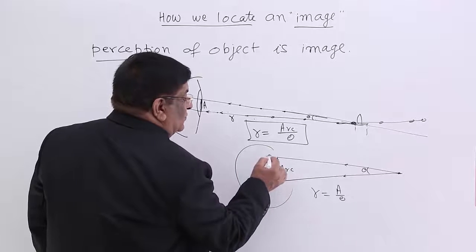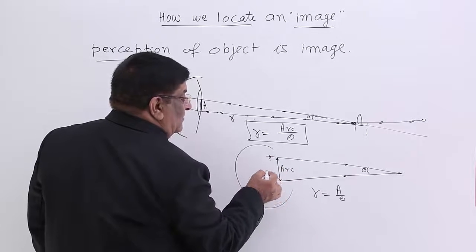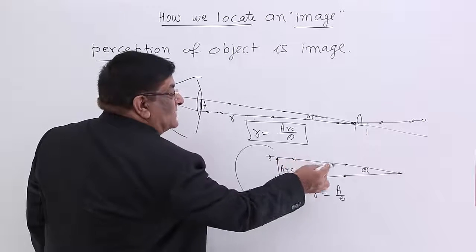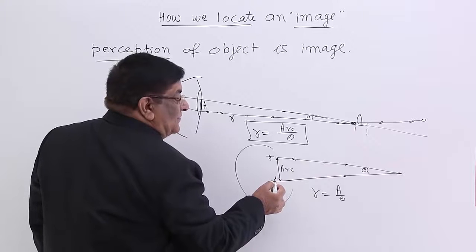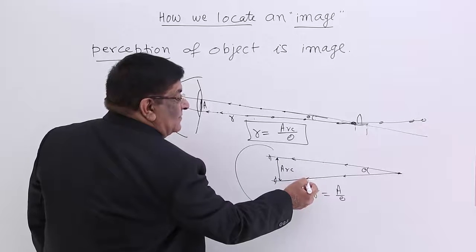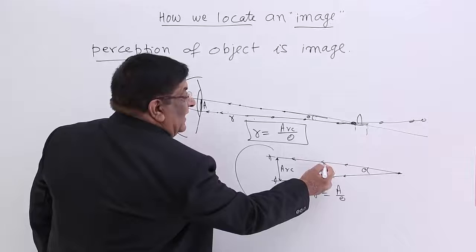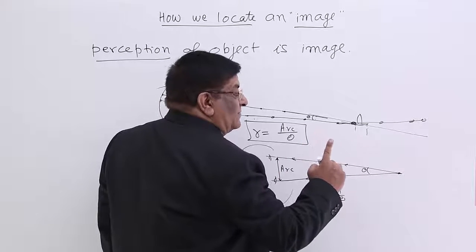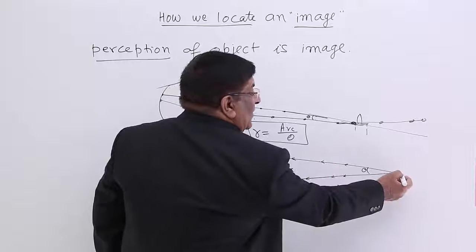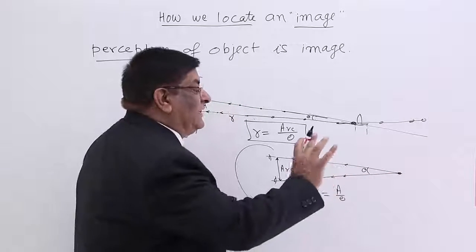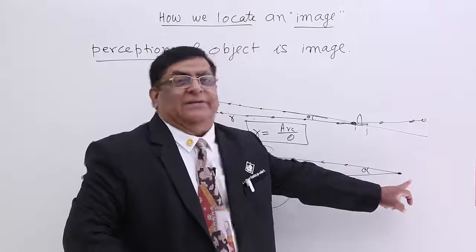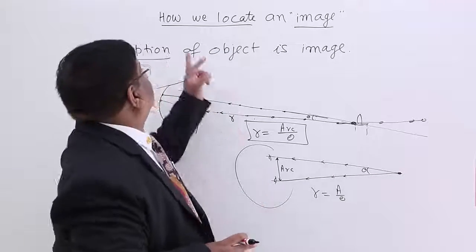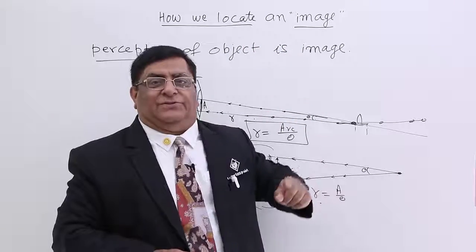The signal goes to the brain via the optic nerves that the light is coming from this direction. This eye gives a signal, the light is coming from this direction. Now the brain computer calculates that it is possible for one object only when the object is here. So it decides the object is at this distance. This is the process of seeing, and this is the process of locating an image.